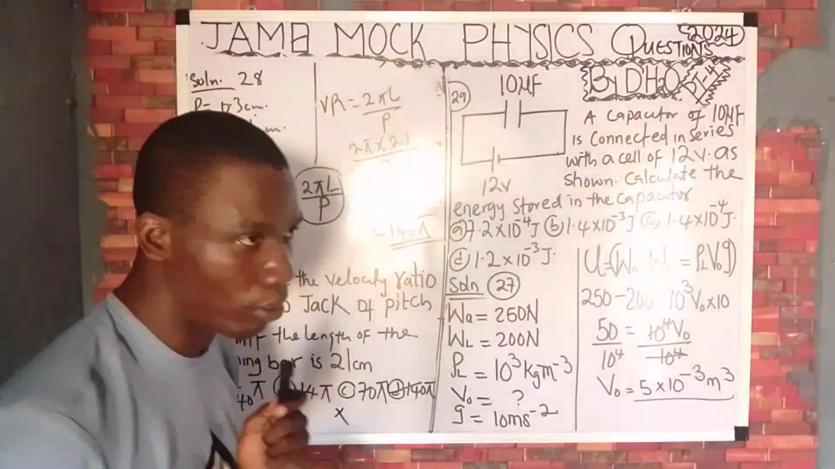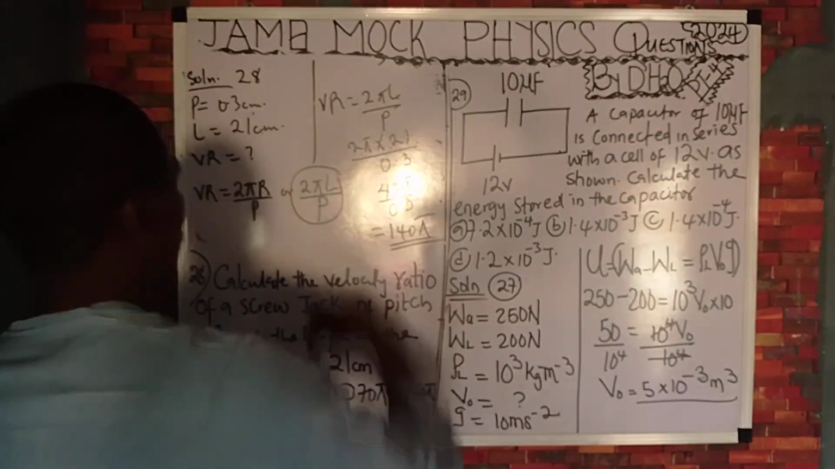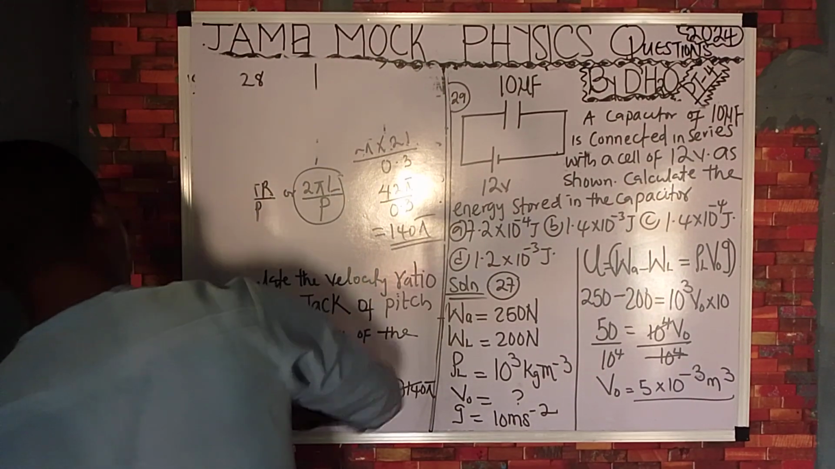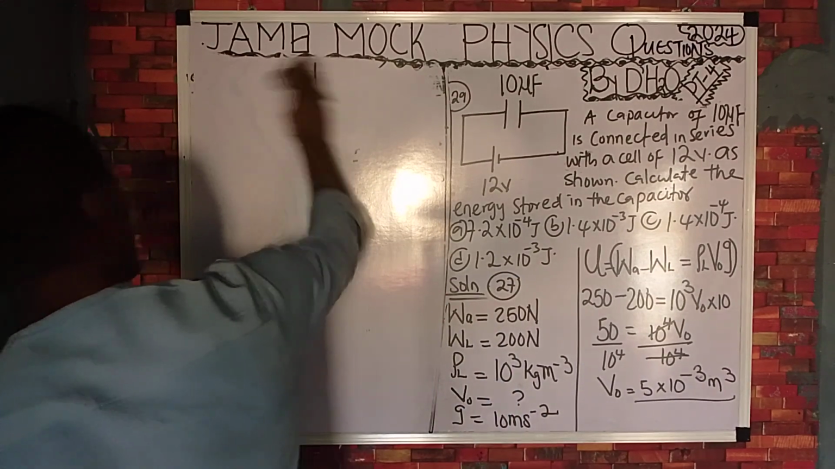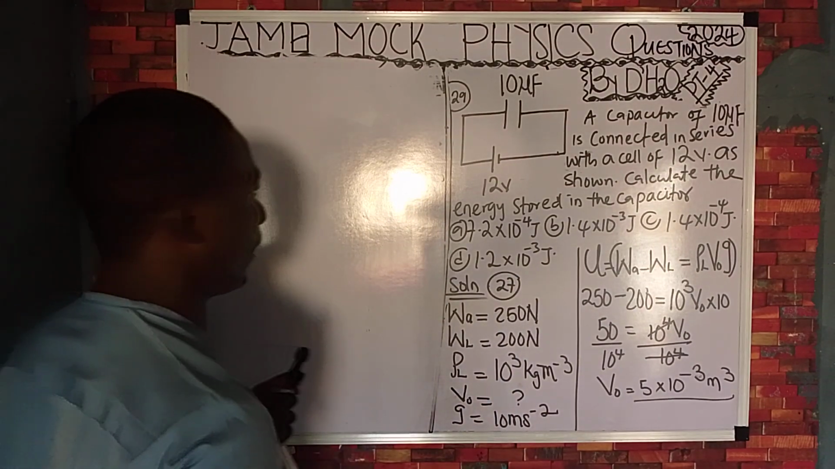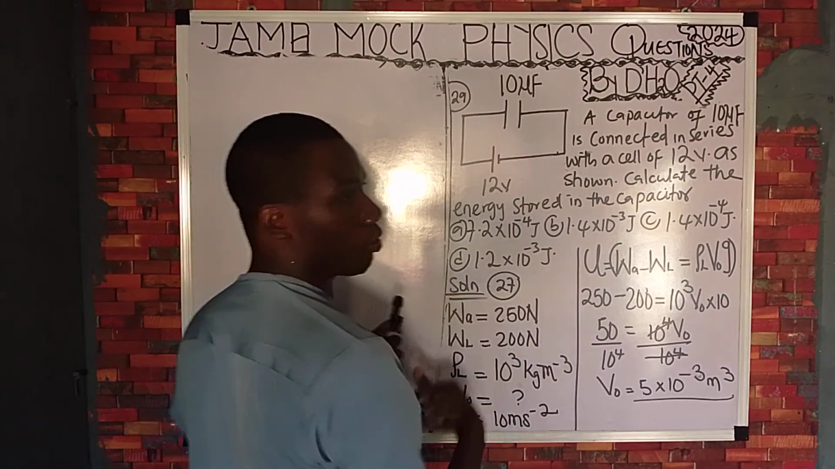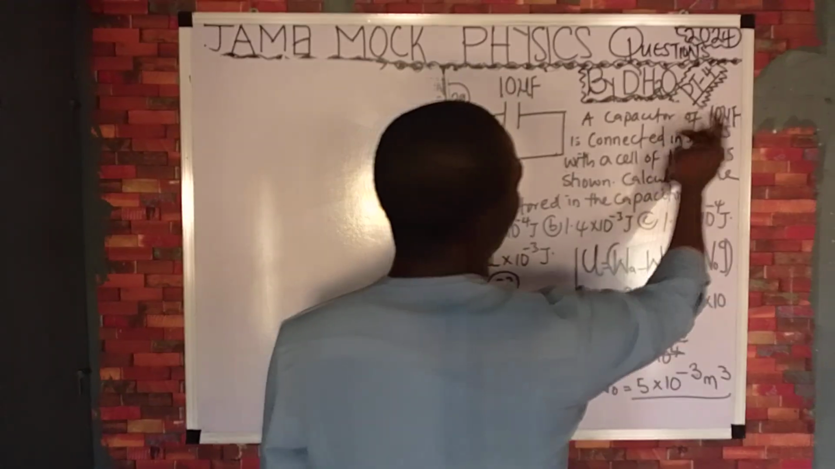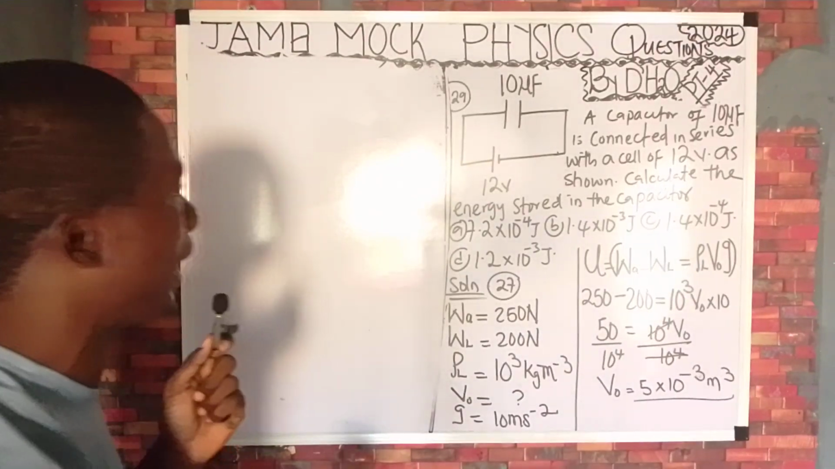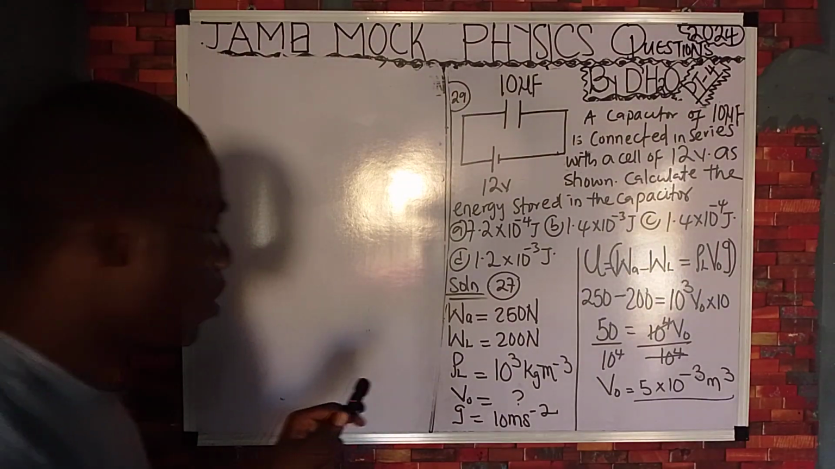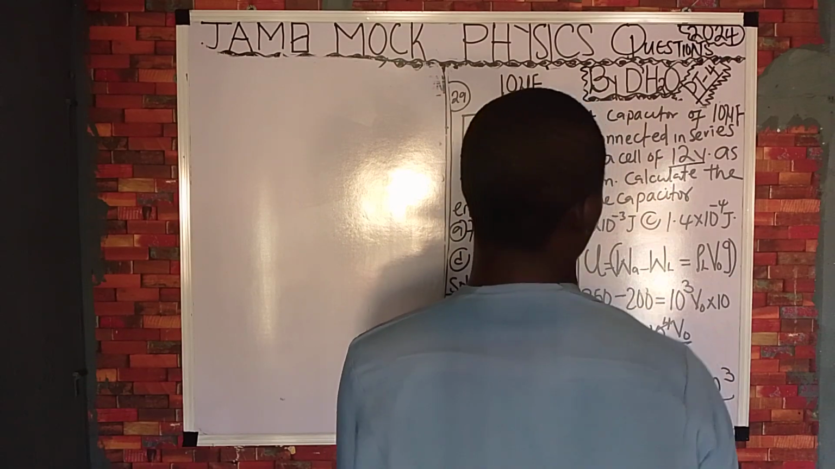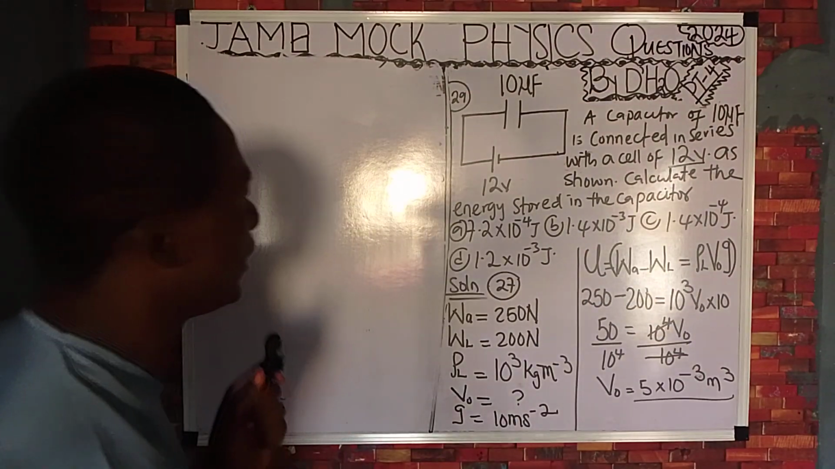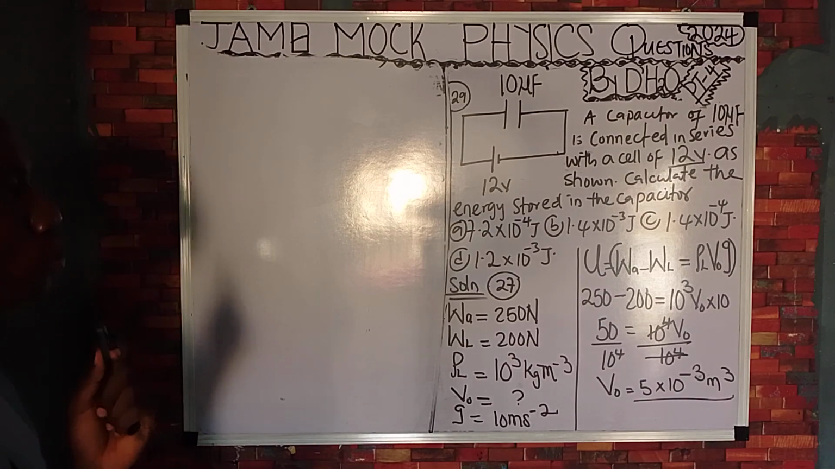Now let's take question number 29. The diagram on the board says that a capacitor of 10 microfarad is connected in series with a cell of 12 volts. As shown, calculate the energy stored in the capacitor.